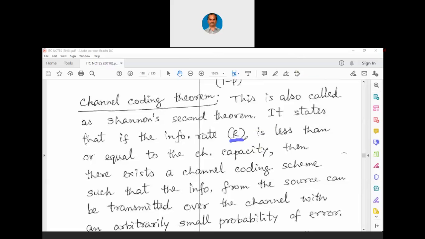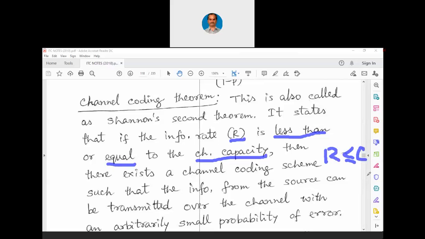Let me annotate. If R is less than or equal to the channel capacity, let me write it here: R is less than or equal to C. What does it mean? The number of symbols emitted per second from the source must be less than or equal to the channel capacity.